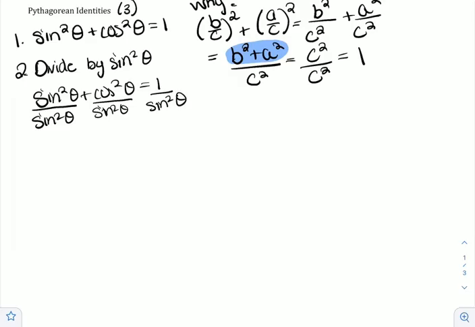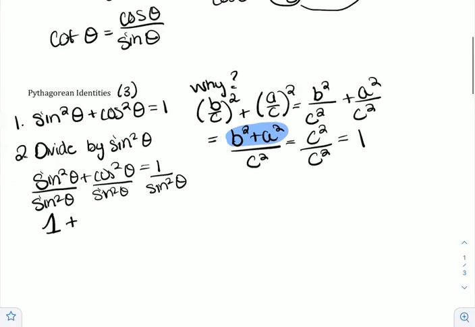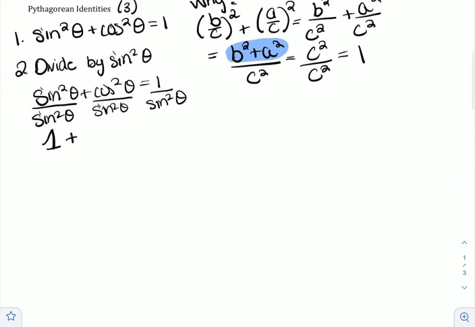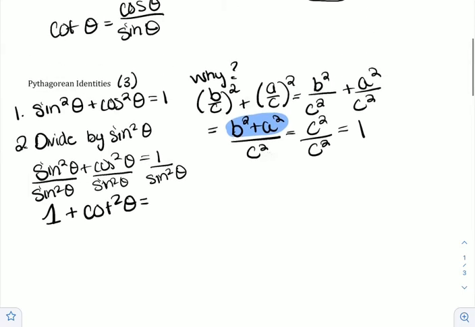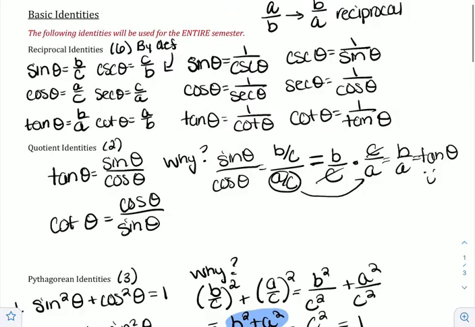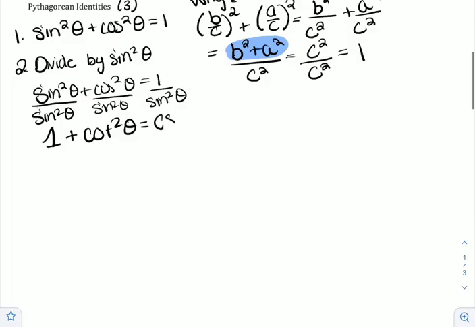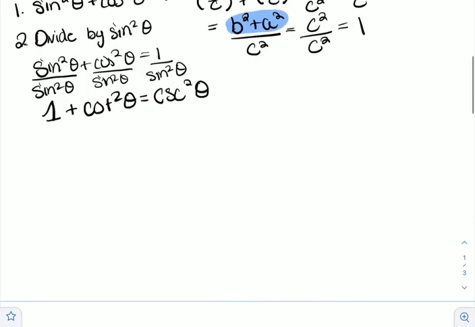So sine squared over sine squared is 1. Cosine squared over sine squared, well, if we go back to the quotient identities, cosine over sine is cotangent. So if it's squared, it's going to be cotangent squared. And on the right-hand side, if we go back to the reciprocal identities, 1 over sine is cosecant. So if I have 1 over sine squared, it's cosecant squared. So that's the second one.